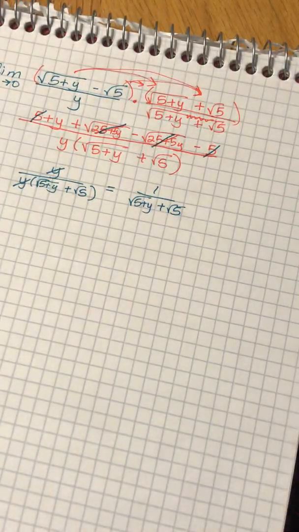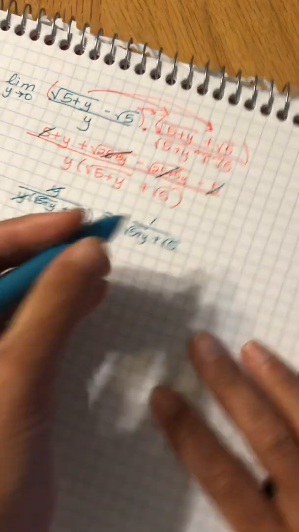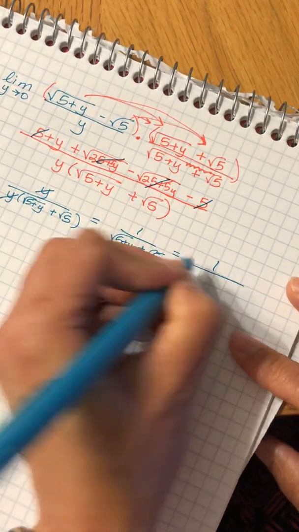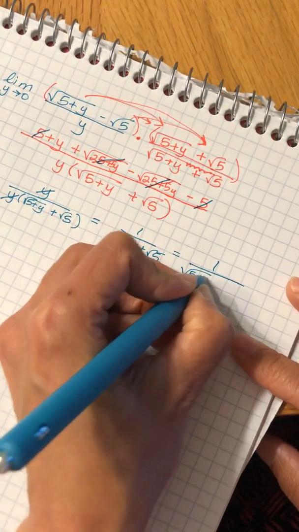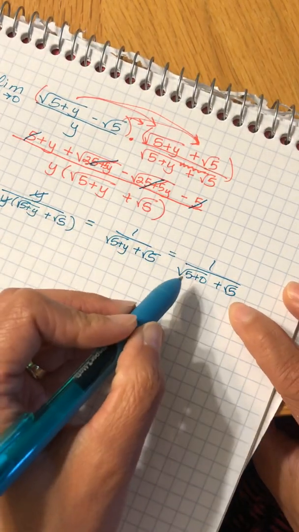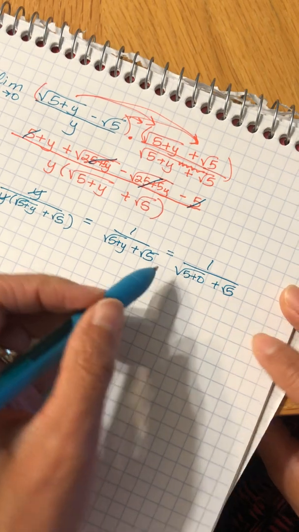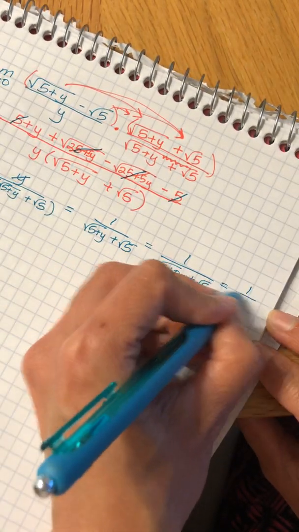Okay, so now we can find the limit. So we could plug in the value for y. We need to plug in a 0. So that would be 1 over the square root of 5 plus 0 plus the square root of 5. Okay, well 5 plus 0 is still just 5. So the square root of 5 plus the square root of 5, now I have 2 square roots of 5.